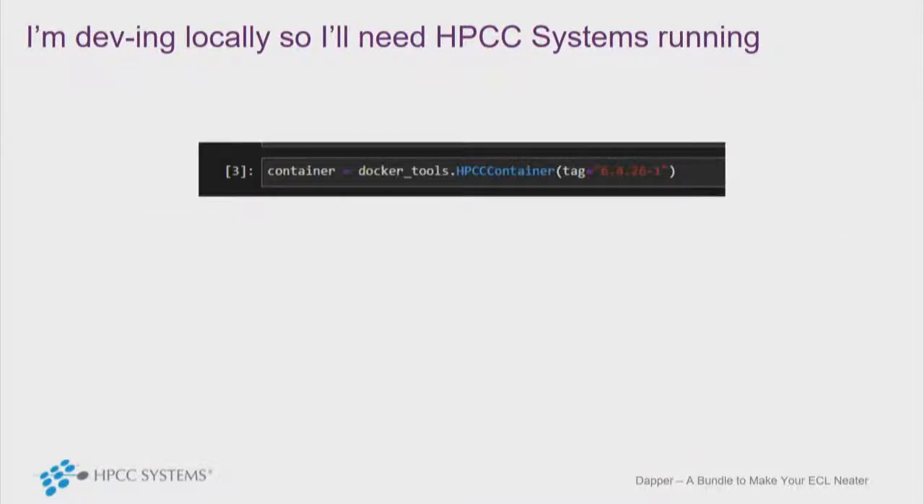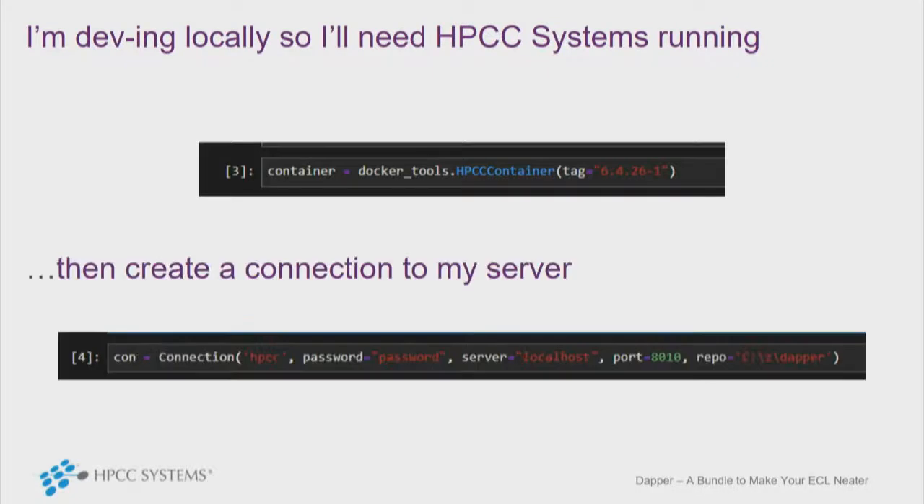So I'm going to be doing some dev on the train because I commute quite a bit. I'm going to need an HPCC container for this. I have to have Docker installed on my computer. I'm going to boot up an HPCC container. I'm going to be running on version 6.4 because I'm old. And I'm going to keep it in my environment so I can shut it down later.